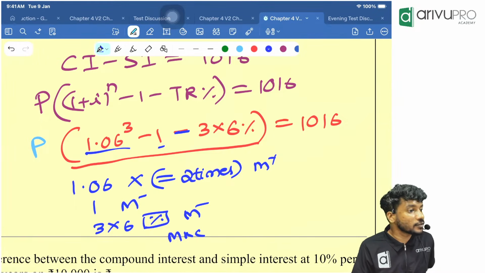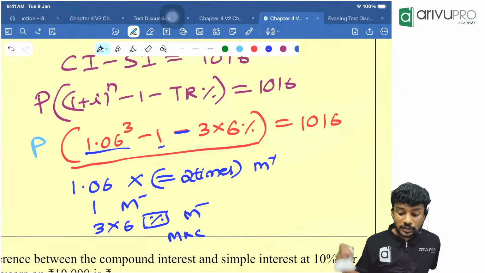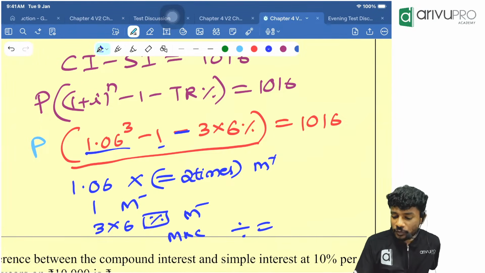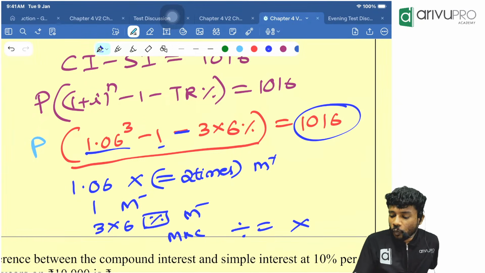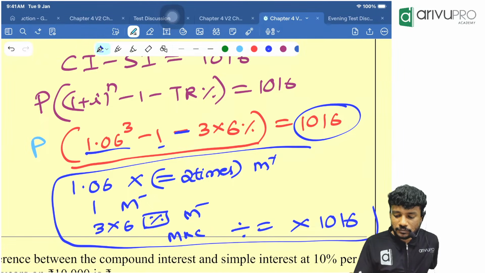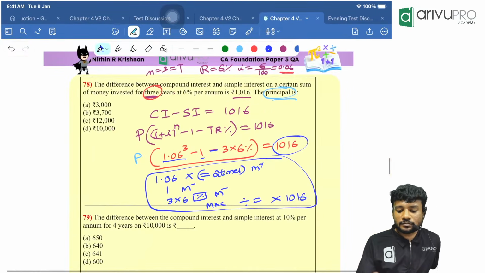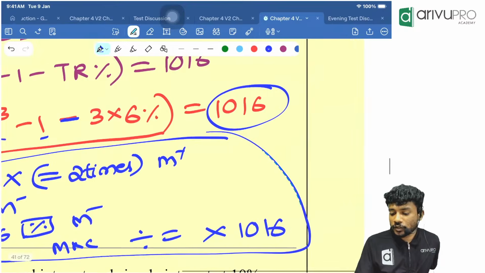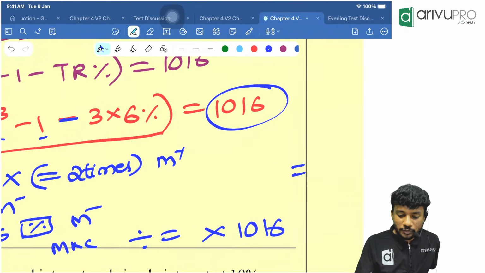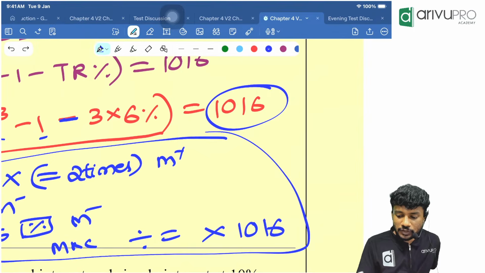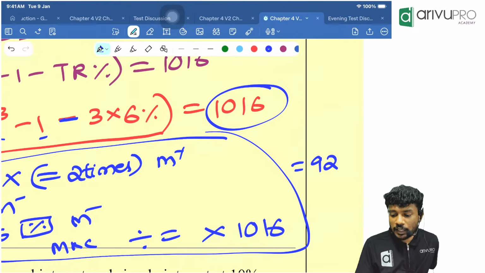We found who is with P. Then how to take it to the other side? Divide equal to. Multiply it with 1016. How much is the answer you are getting? 92,000. How much did you get, people? 92,200 or 29 point, etc.